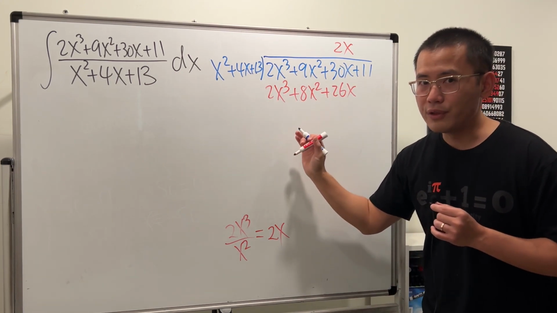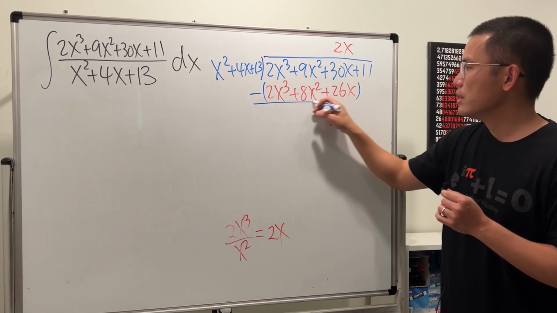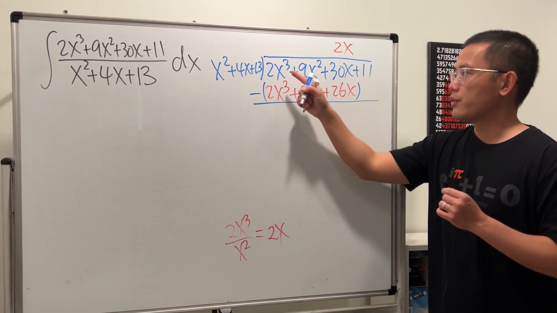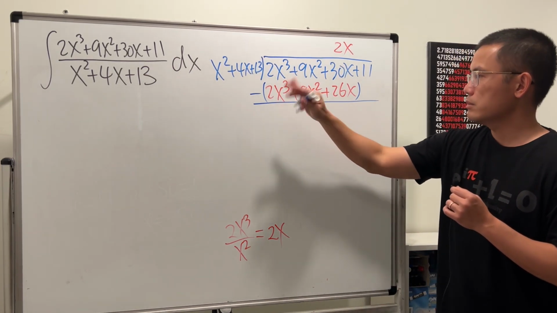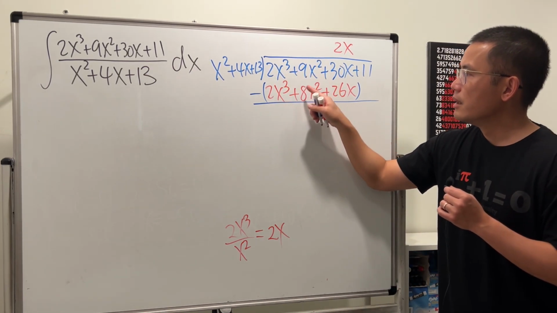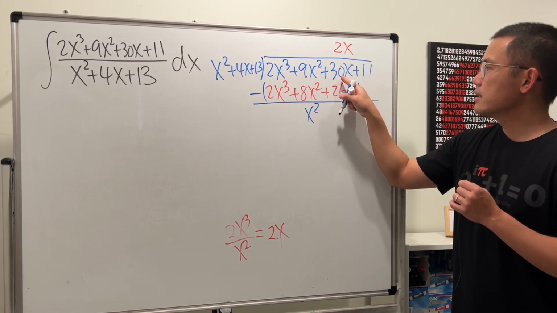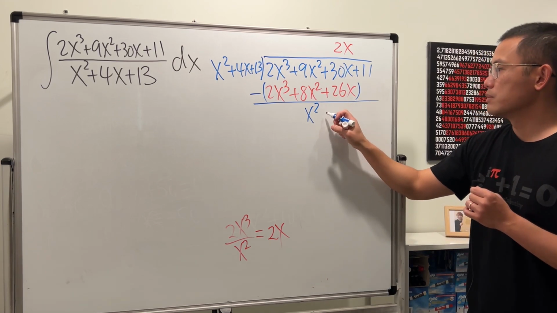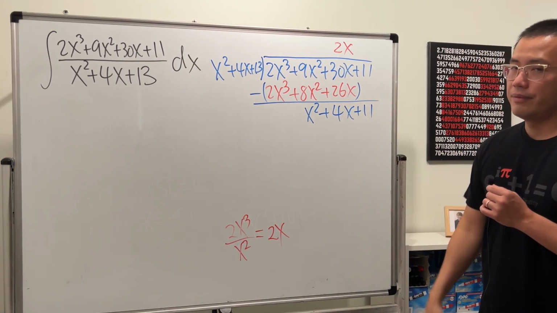And then for long division, we have to subtract. Put subtraction, parentheses, everything has to be subtracted from this. The first term though should always be cancelled. They are gone. Next, 9 minus 8 is just 1, and write down the x squared term. Next, 30 minus 26, which is plus 4. And then we bring down the plus 11.